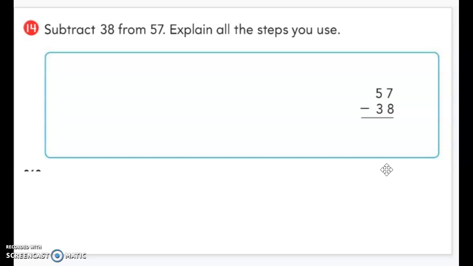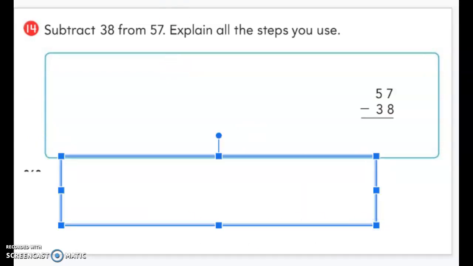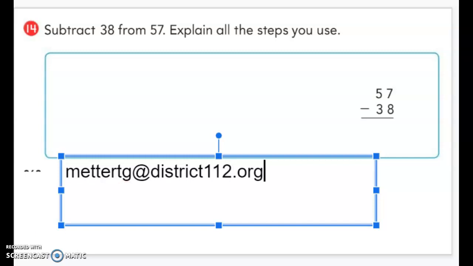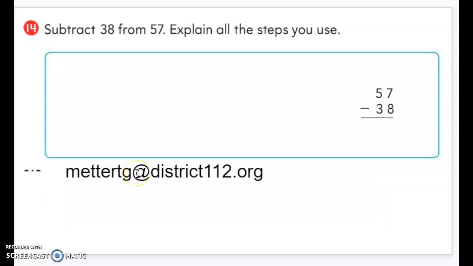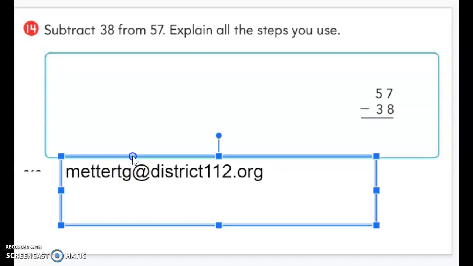Okay, when you are done with that, you are done with the test, but you need to upload all 4 pages to Seesaw or email all 4 pages to Mrs. Meddert at meddertg@district112.org. So if you're not in my homeroom and you don't have Seesaw, you're going to email meddertg@district112.org. Before you do that, go back and make sure you solved all of the problems and showed all of your work.